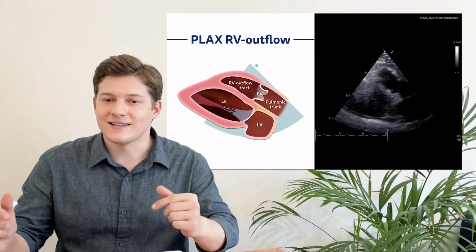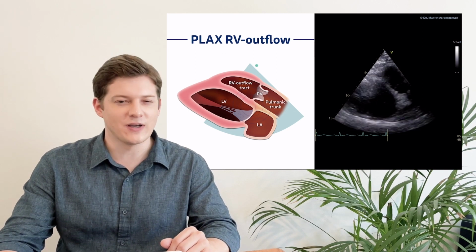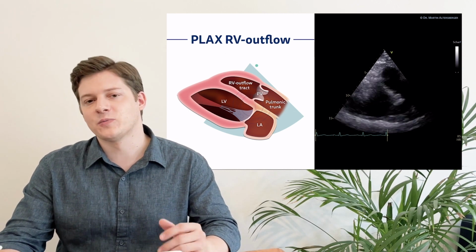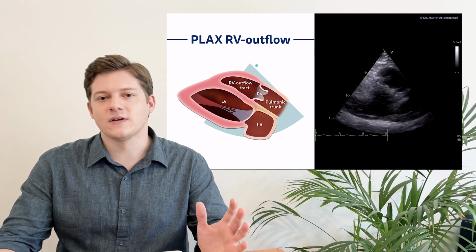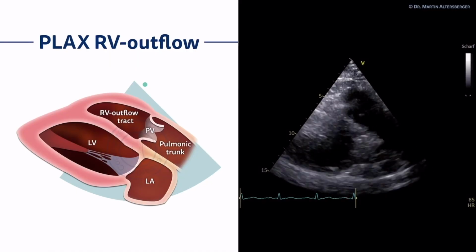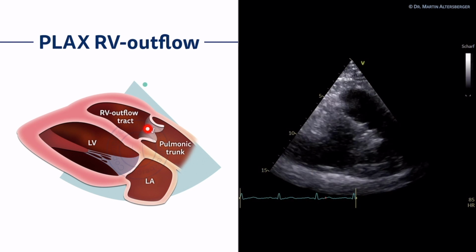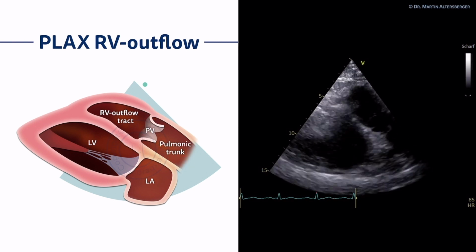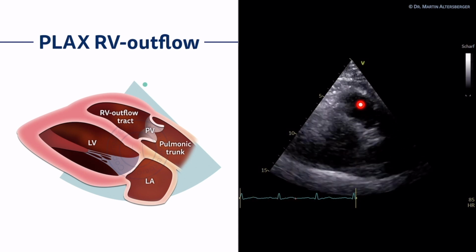The second atypical view of the long axis, I have to admit, I do not perform on a regular basis, only if I cannot perform it in a parasternal short axis. What is it called? It's the parasternal long axis right ventricular outflow view. What is the outflow? Of course, it's the right ventricular outflow tract, the pulmonic valve and the pulmonic trunk. And you can see it over here. This is the valve. This is the right ventricular outflow tract.